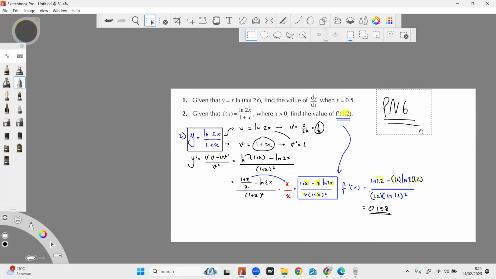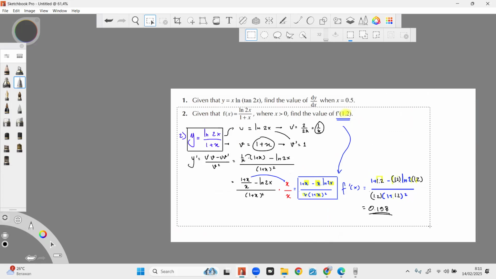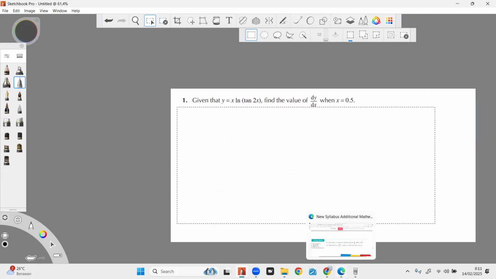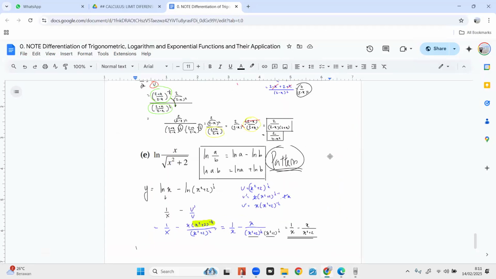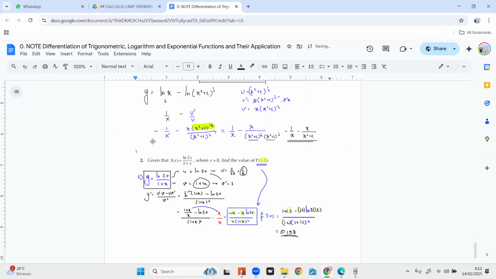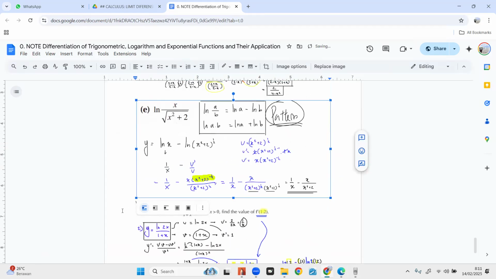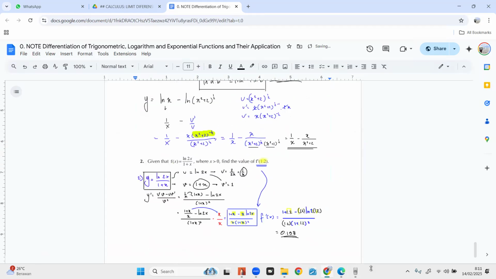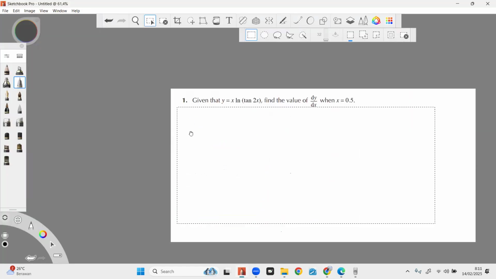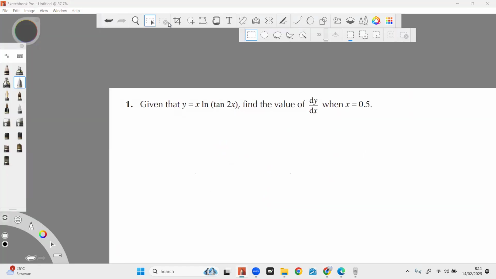Wait. I hate this. Okay, let's do it with our manual working. I don't know if it will work with another calculator, but let's check, guys. Come on. One more question and we're finished.